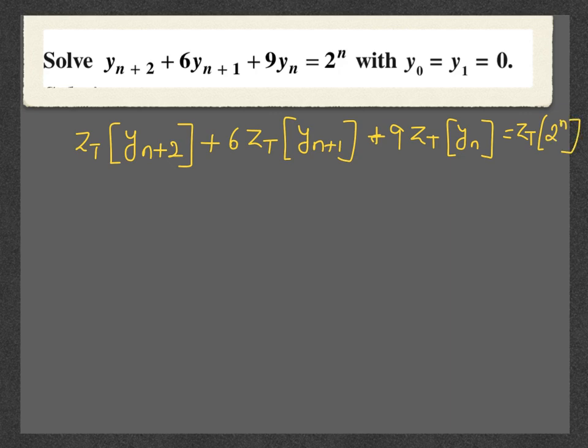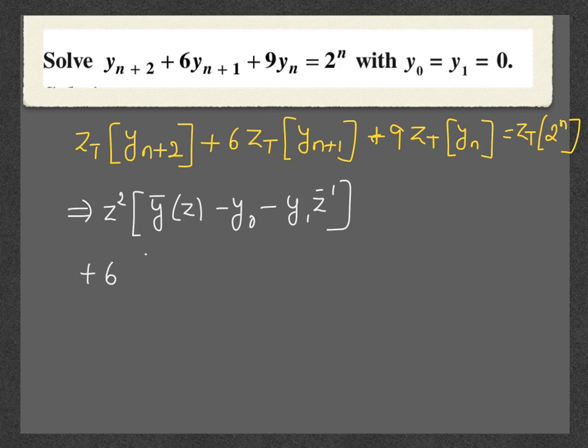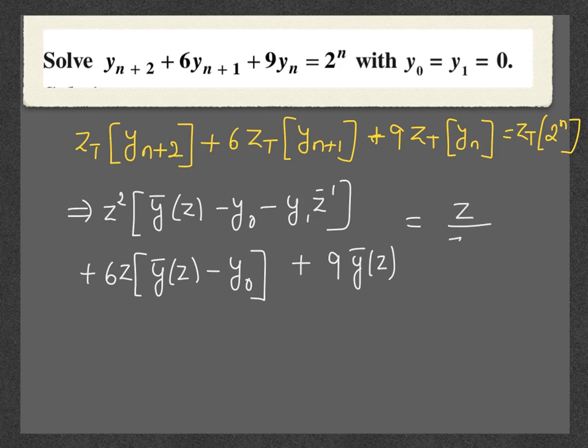So we use the shifting property. We use this z square times y bar z minus y0 minus y1 z power minus 1. This is for the first term. Next we have 6 times the z transform of y(n+1). It is 6 into y bar z minus y0. Next plus 9 times the z transform of y(n), which can be written as y bar z, equal to the z transform of 2 power n, which can be written as z by z minus 2.